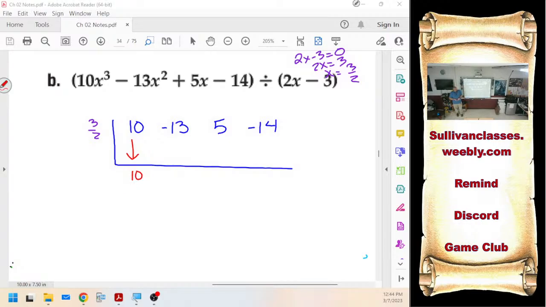Half of 10 is 5, times 3 is 15. Add them together. Half of 2 is 1, 1 by 3 is 3. Add them together. Half of 8 is 4, 4 by 3 is 12. Add them together.